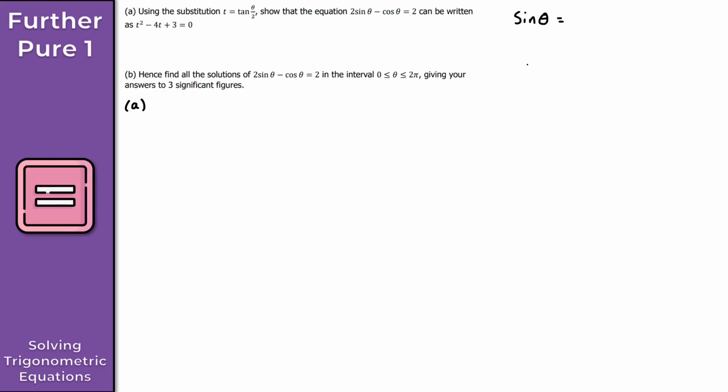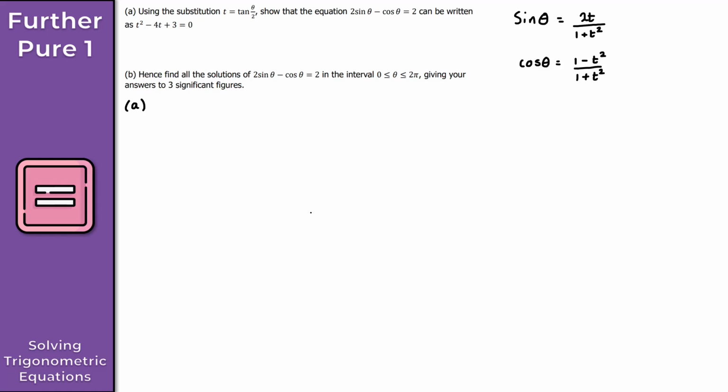So let's start by stating the correct expressions for sine theta and cos theta in terms of the t-formulae. For sine theta, that's given as 2t all over 1 plus t squared. And for cos theta, that is equal to 1 minus t squared all over 1 plus t squared.